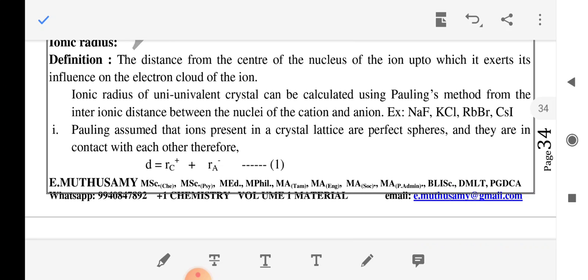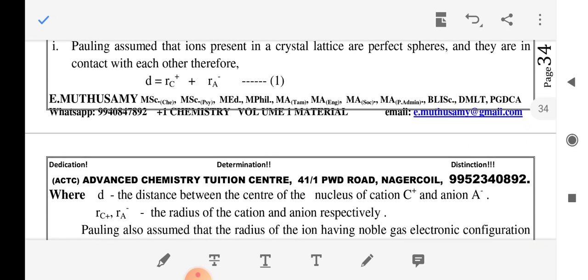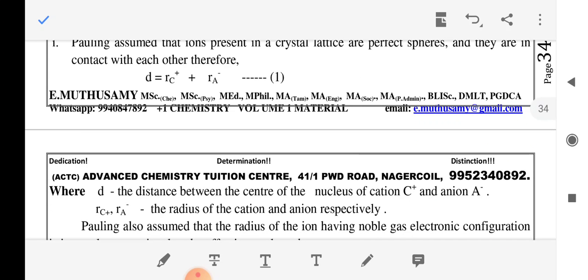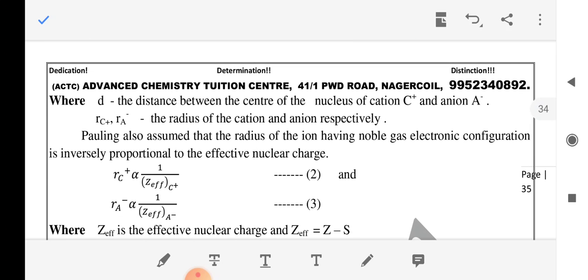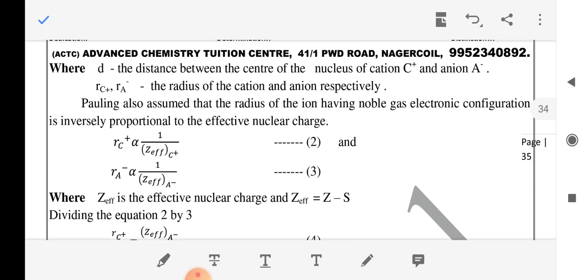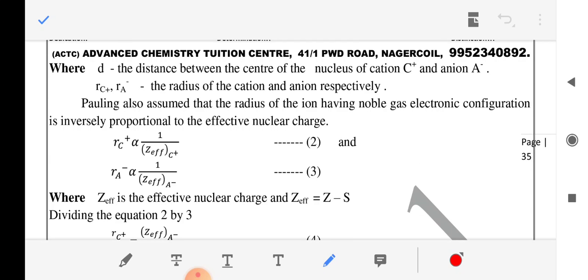So d equals Rc plus Ra minus, this is equation number 1, where d is the distance between the centers of the nucleus of the cation and the anion, Rc represents the radius of the cation, and Ra minus represents the radius of the anion. Now Pauling also assumed the radius of an ion having noble gas electronic configuration is inversely proportional to the effective nuclear charge. So the radius of the cation is inversely proportional to its effective nuclear charge, this is equation number 2. Then the radius of the anion is inversely proportional to the effective nuclear charge of the A minus.